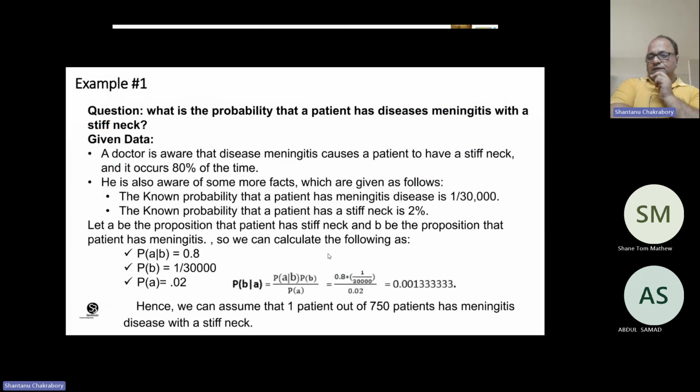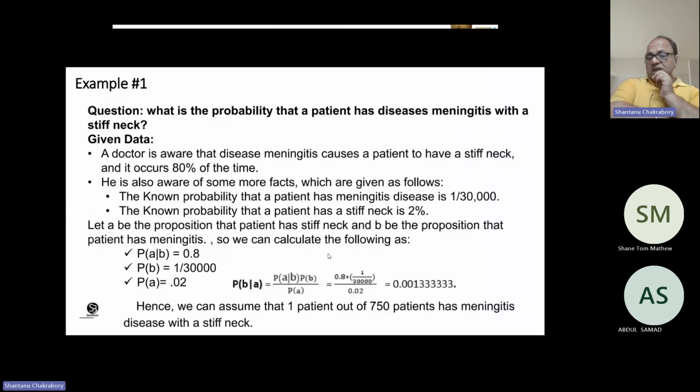This is another example where we apply the Bayes theorem. So what is the probability that the patient has a disease, meningitis, with a stiff neck? A doctor is aware that the disease meningitis causes the patient to have a stiff neck and it occurs 80% of the time. So he is also aware of some more facts which are given as below. The known probability that the patient has meningitis disease is 1 out of 30,000. That is the probability of patient having this particular disease. The known probability that the patient has a stiff neck is 2%.